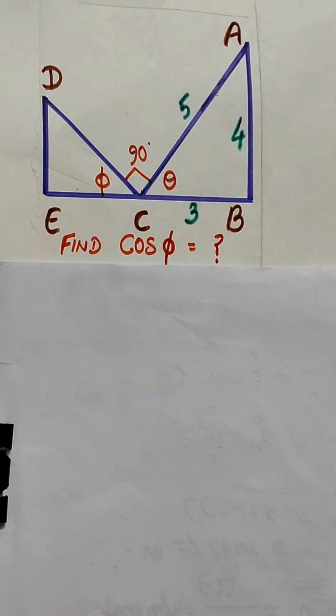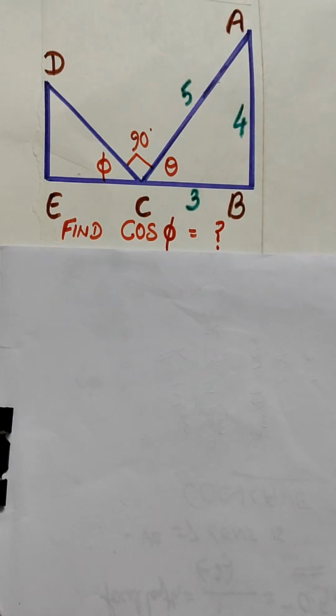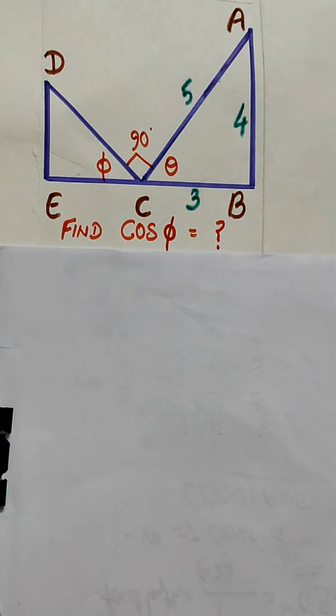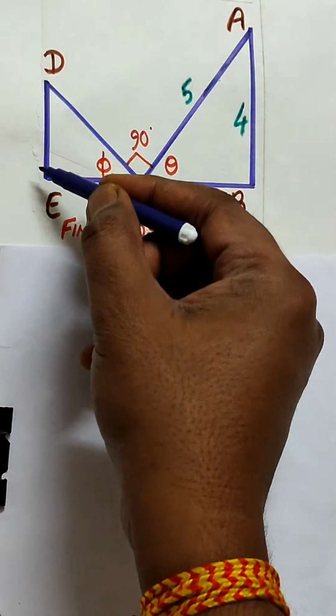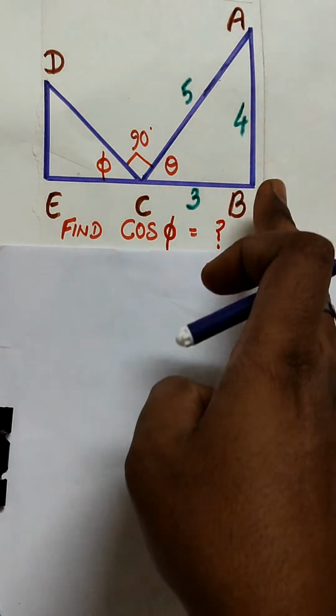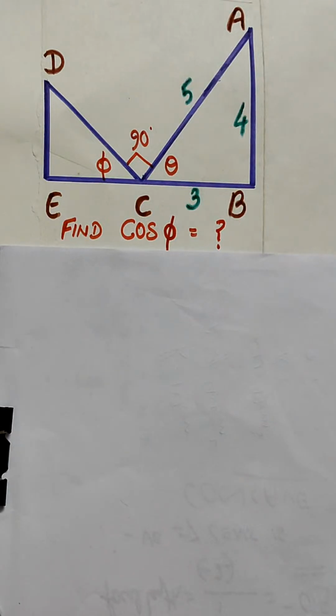Okay, the figure is shown to you. We need to find the value of cos phi, where it's given that DE and AB both are perpendicular to the line BCE. So just observe the figure very carefully. This is a question of trigonometry, and we will be applying the trigonometrical identities to solve this.